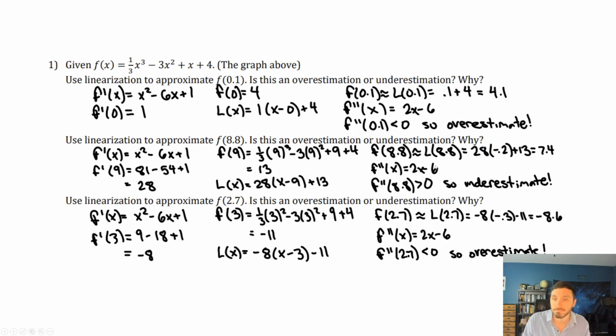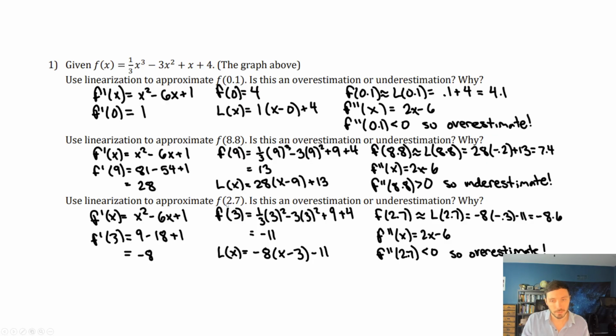Again, the second derivative of the function is 2x minus 6. So if you were to plug in 9 here, that is positive. So this is an underestimate because it's concaving up, so that tangent line is going to be below the curve. And then for this last one at 2.7, if you consider the tangent line at 3-ish, that would be concaving down, right?